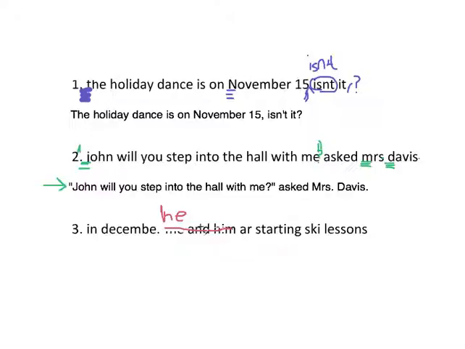And I want to stick with the "and." So I'm going to keep the "and" there, with a little arrow showing that I'm keeping it. He and I. So I think instead of me, it should be I, because he and me does not sound correct, and that's not the correct tense of me speaking about myself in this sentence. So in December, he and I are starting ski lessons. Now that sentence sounds correct.